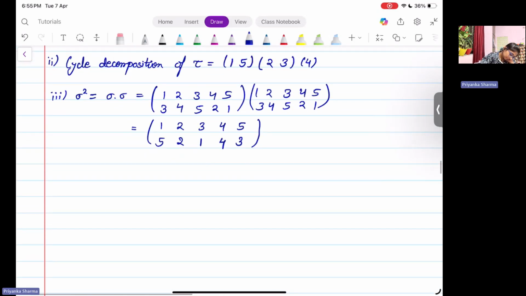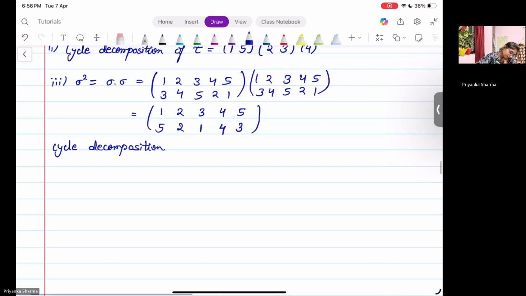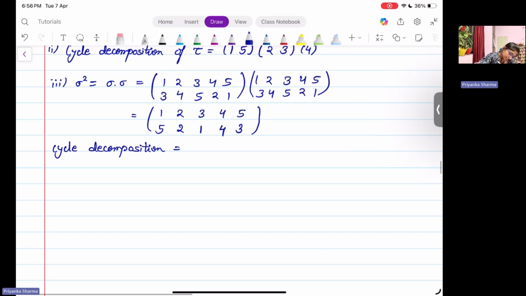So what is the cycle decomposition? That is 1, which is mapped onto 5. 5 is mapped onto 3 and 3 is mapped onto 1. So 2 goes to 2 and 4 goes to 4. So this is 2, this is 4.